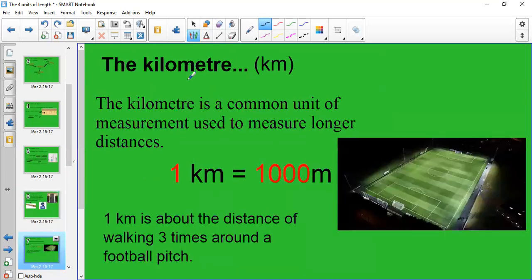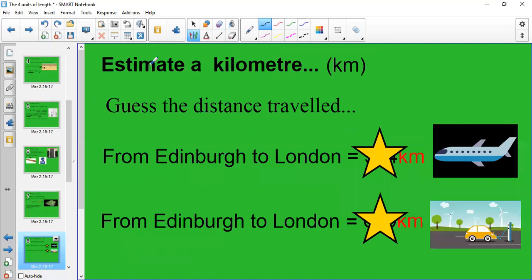The kilometer, which is abbreviated or short for km, is a common unit of measurement used to measure longer distances. So 1 kilometer is equal to 1,000 meters. 1 kilometer is about the distance of walking 3 times around a football pitch, like this. So it's for measuring longer distances. Now, if you were asked to estimate a kilometer, it's basically asking you to guess the distance traveled, or how far you are going to travel.